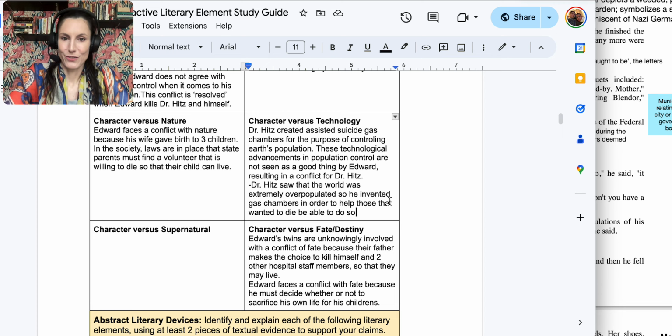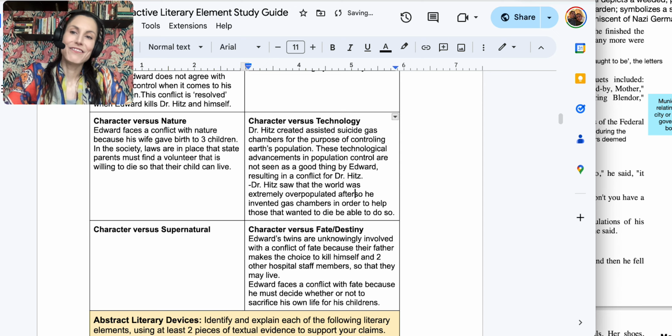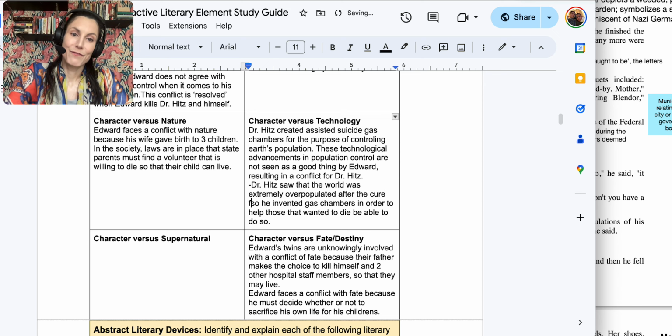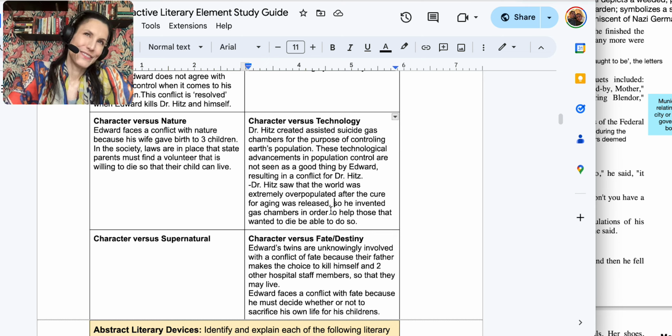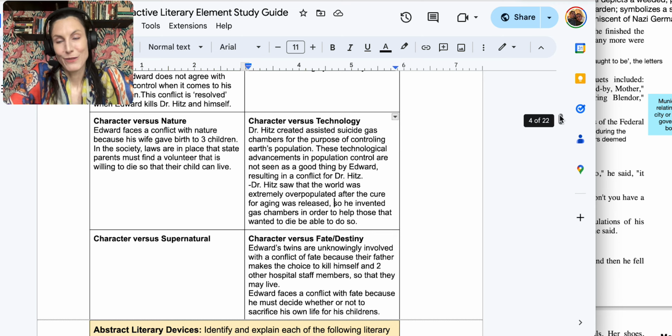So you could also say, wait a minute, I want to add here. Dr. Hitz saw that the world was extremely overpopulated after the cure for aging was released. That's what the conflict was. They cured aging and it created this overpopulation because obviously if people can live forever, I don't know. Do we think people will want to die still? It's hard to say. I mean, nobody wants to die.